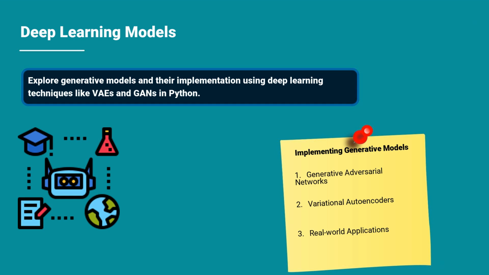Now, let's roll up our sleeves and cover how to implement these models in a practical setting, specifically using Python and PyTorch. So, let's get started. Now, let's implement the generator and discriminator models for our GAN.